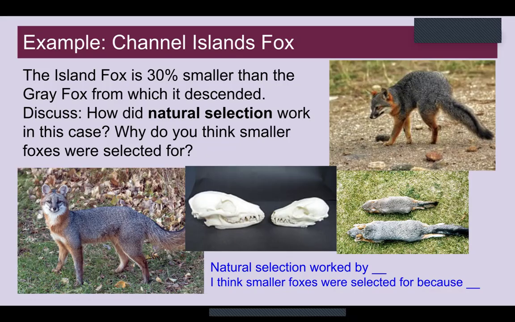Remember, there's going to be variation in that population of foxes. Some are going to be small, some are going to be big, most are going to be average. But somehow on the islands, the smaller foxes were selected for, and individuals that were too large were selected against. So you see these foxes, and here is a picture of a gray fox skin, and here is a picture of an island fox skin. They're much, much smaller. Try and think, what might have selected for smaller foxes? What could smaller foxes be able to do on an island that they might not be able to do on the mainland?